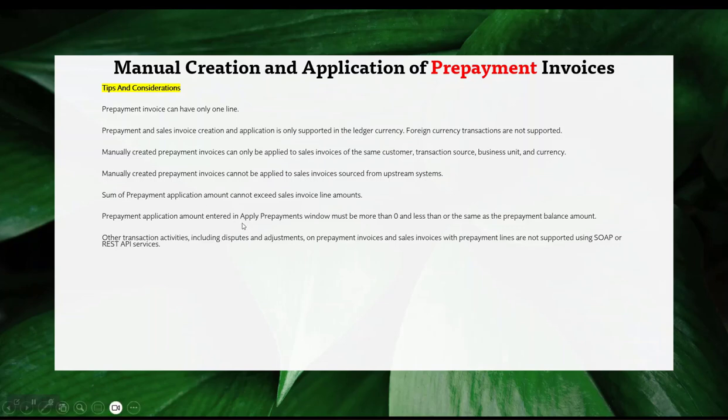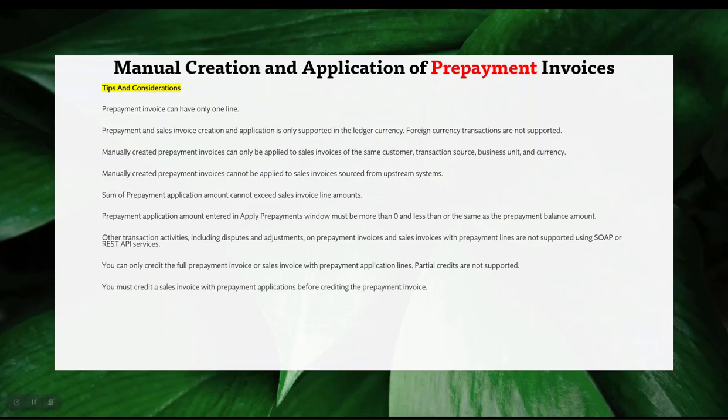I think before these versions, you could apply or upload prepayments through a payload. It's like APIs or whatever. You can only credit a full prepayment invoice or sales invoice with prepayment application lines. Partial credits are not supported. So here, foreign currency is not supported, partial credits are not supported, relationship customers are not supported for prepayment. You must credit the sales invoice with prepayment application before crediting the prepayment invoice. Over application on prepayment lines or prepayment application lines is also not supported.